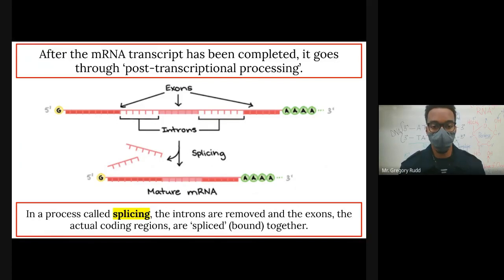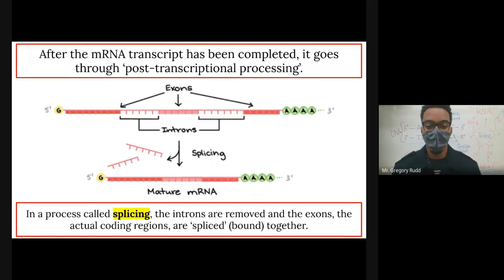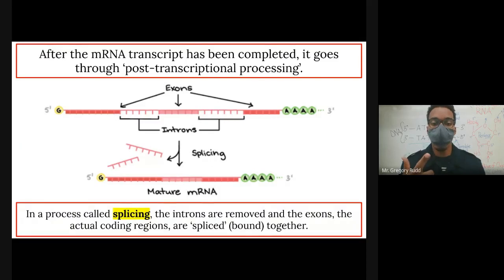Once those exons get spliced together, we have what's called a mature RNA. So post-transcriptional processing starts off with an immature mRNA transcript. It's going to add the poly A tail, it's going to add the GTP cap, and it's going to go through splicing. And that creates the mature mRNA transcript.